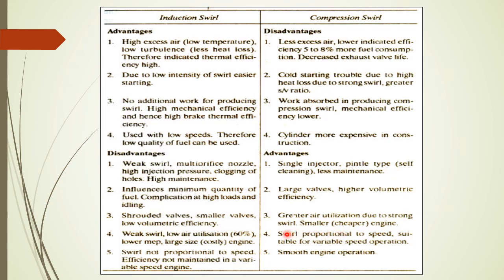Here there is greater utilization of air due to strong swirl. Whereas with weak swirl there is low air utilization, lower mean effective pressure, and a large size engine. Swirl is proportional to speed, so it is suitable for variable speed operation. Here swirl is not proportional to the speed, so efficiency is not maintained in a variable speed engine, but there is smooth engine operation.